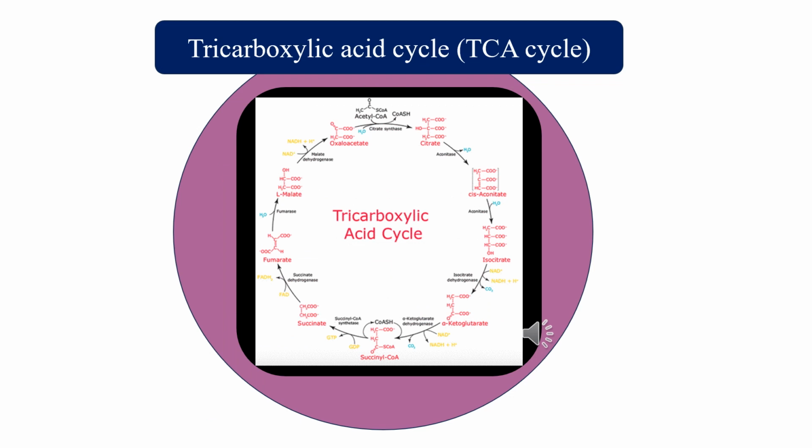Then the TCA cycle or tricarboxylic acid cycle. This cycle is the series of chemical reactions used by all aerobic organisms to release stored energy through the oxidation of acetyl coenzyme A derived from carbohydrates, fats, and proteins into ATP. TCA cycle or tricarboxylic cycle is also known as Krebs cycle or citric acid cycle. It is the second stage of cellular respiration that occurs in the matrix of mitochondria.